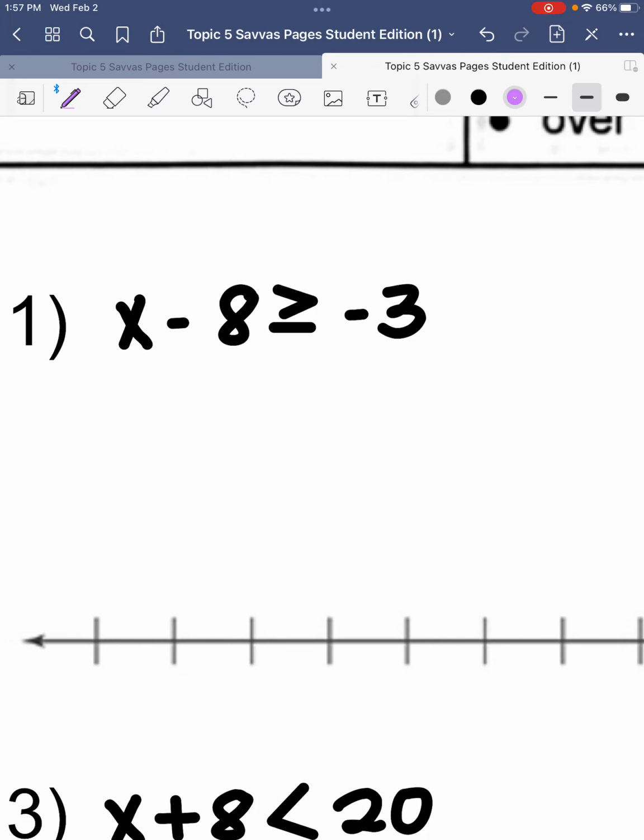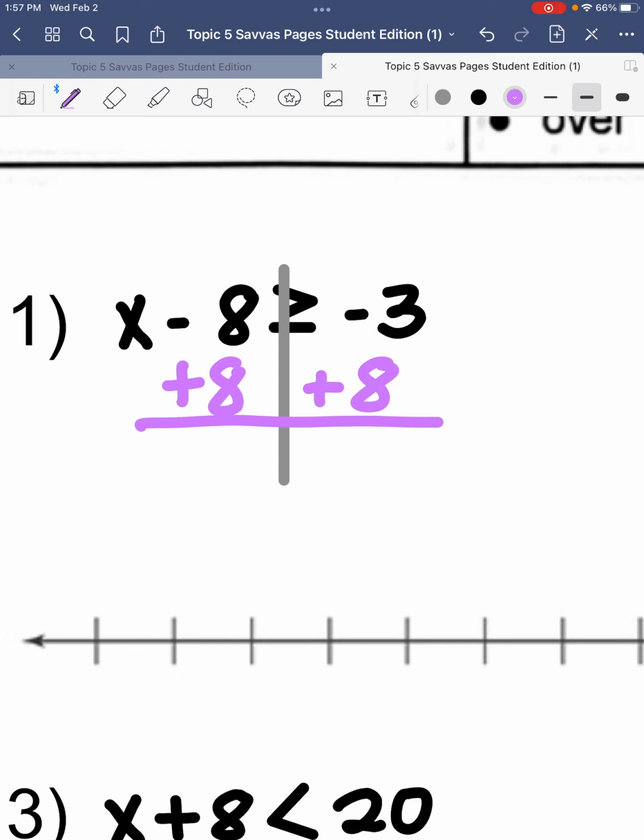X minus 8 is greater than or equal to negative 3. Well, to solve this inequality, it's a lot like solving an equation. So remember when we were solving equations, I would draw a line through my equal sign, and my goal was to get the variable, in this case an x, by itself. So this x is connected to a minus 8. So how do I undo subtracting 8? Well, I add 8. So I'm going to add 8 on both sides of my inequality. Okay, that keeps everything balanced.